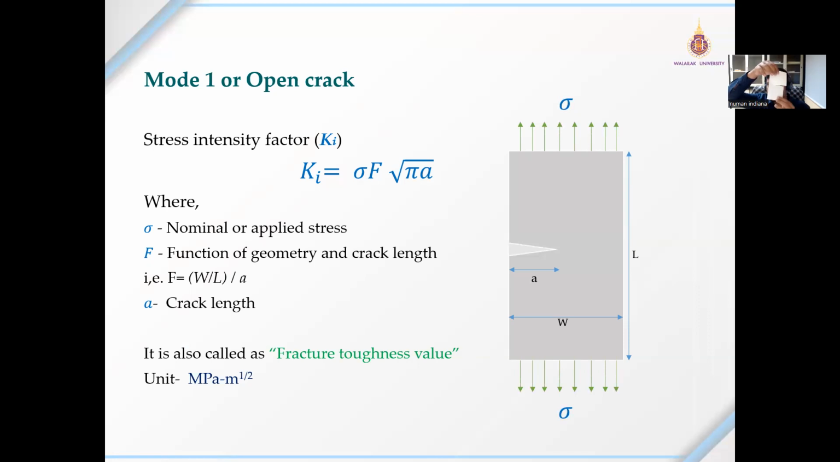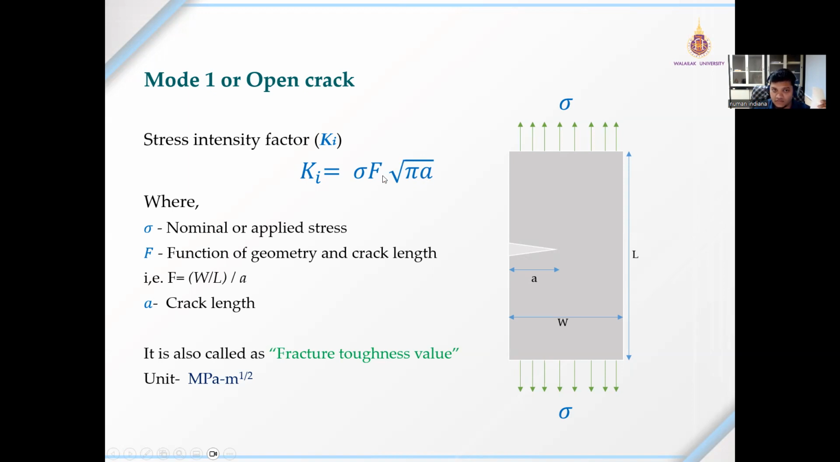For example, consider this: when we apply the load here, what I am using is the stress, which is in megapascal or Newton per mm square. Then it will form some kind of crack because of pull-out stress, and the crack length which appeared here, we denote as a, and W is the total width of the specimen, and L is the total length of the specimen. So this is the formula: sigma F root of pi a.